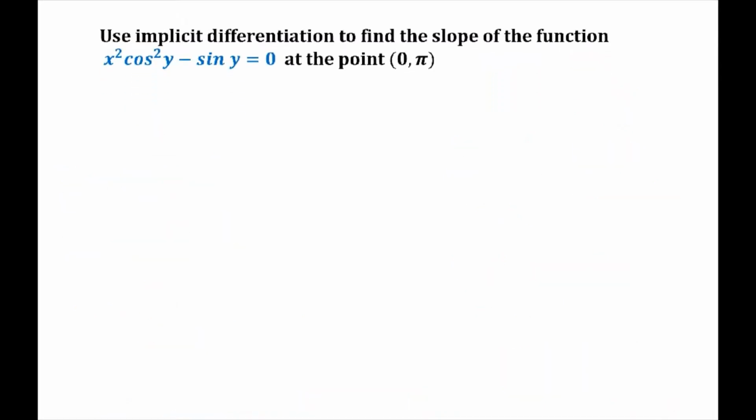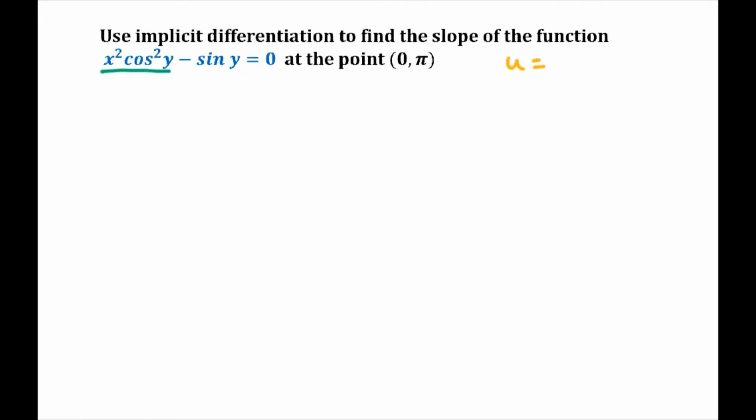So in this question, we need to use implicit differentiation to find the slope of the function at the point (0, π). Now, in order to find the slope here, we need to differentiate. So I'm going to start with this part.